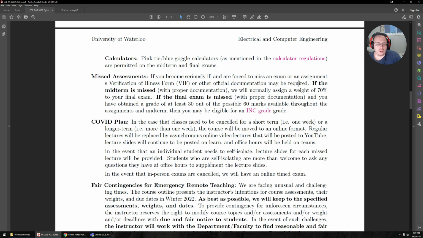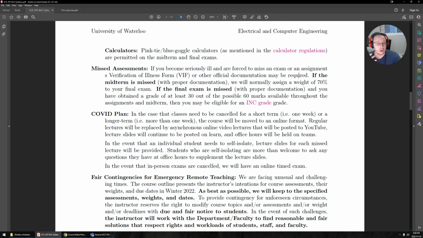Okay, so COVID plan. We're starting online, so you'll see how this course will run in an online setting, but my COVID plan for this course is basically if we need to go online for a short period of time, I will replace the in-person lectures with asynchronous online video lectures like you're currently watching, and then I will be posting my lecture slides on Learn. So you'll have access to all the stuff just like you're having access to it right now.